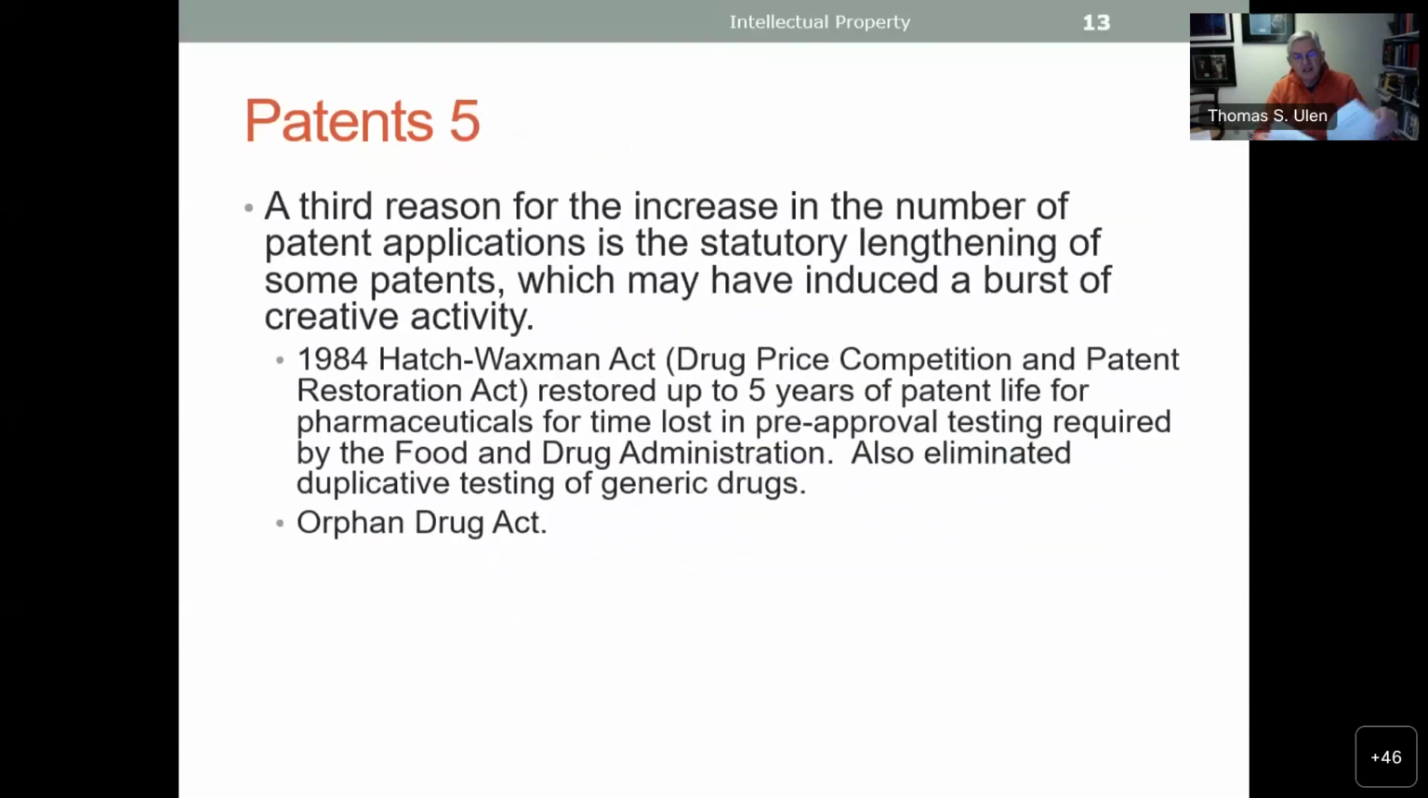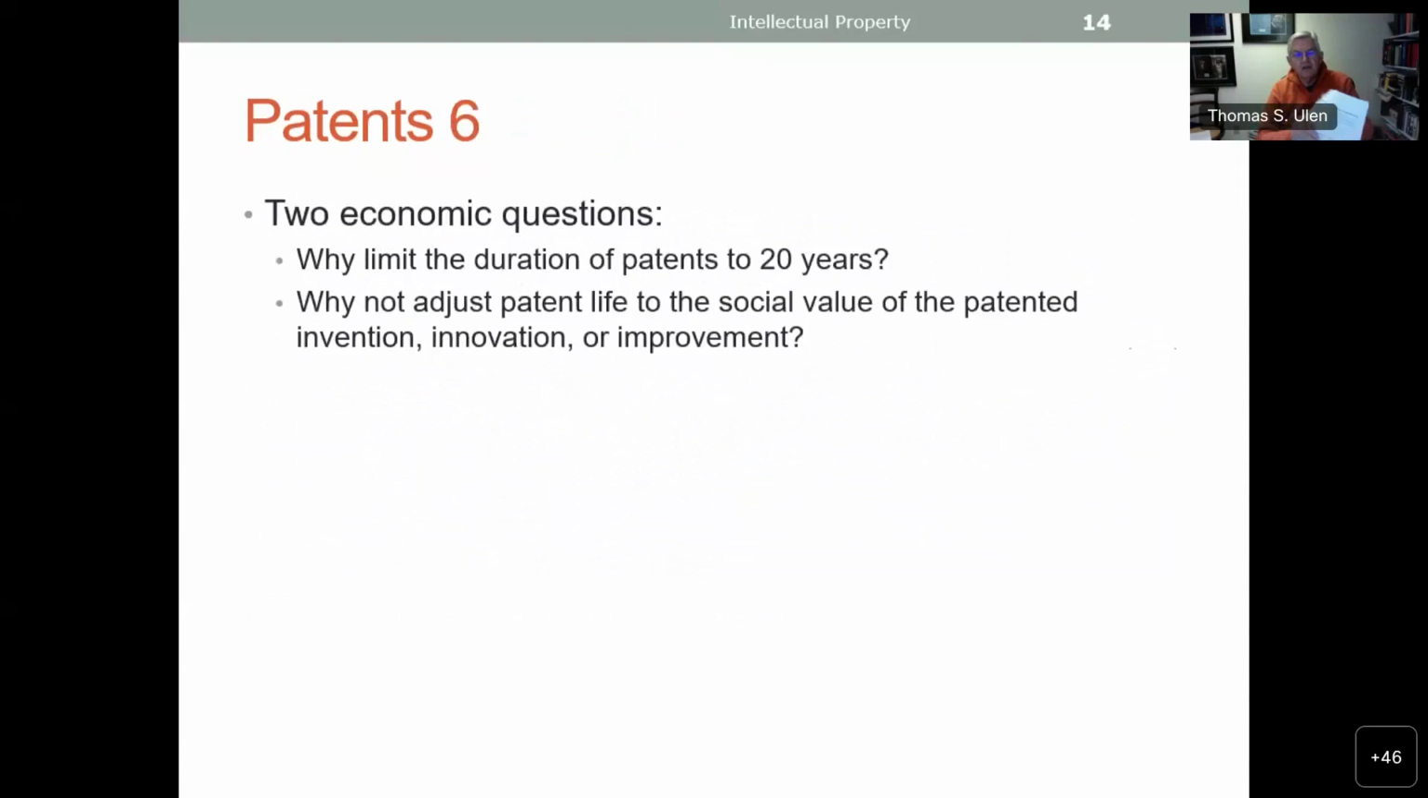I do think it is true that one of the great contributions that economics made to this area of property law is to try to point out the economic reasons for imposing limitations and the kind of limitations and the duration of limitations that are imposed on patents. We want to ask two questions. Why is the duration of patents limited to 20 years? Why is this a time-limited property right?